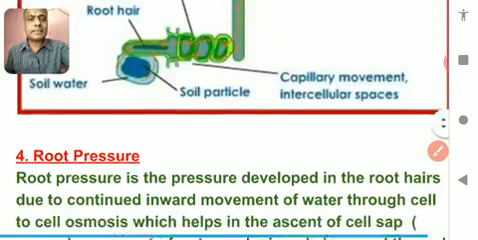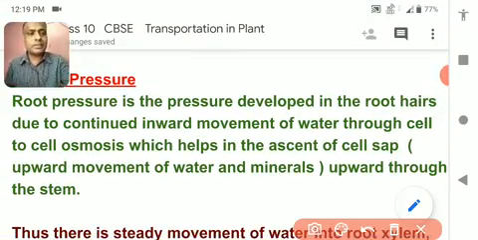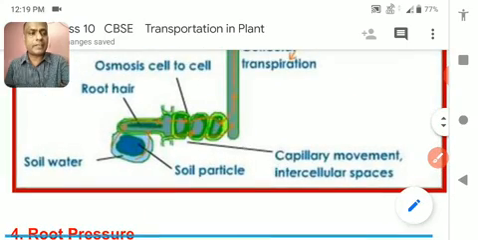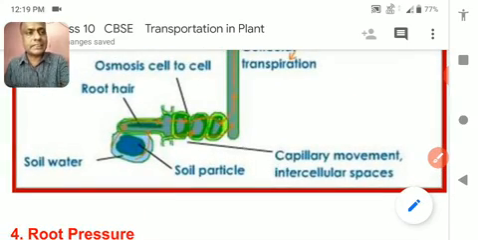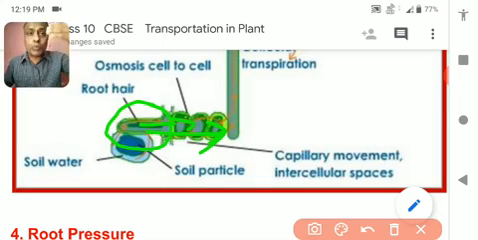Let's study the next topic, that is root pressure. Just see this figure once again so that I can make you understand. This is the root hair. It is absorbing the water and minerals, and from one cell to another cell the water is moving very fast. The pressure that is exerted from one cell to another cell, which helps in the movement of water from cell to cell, is called root pressure.